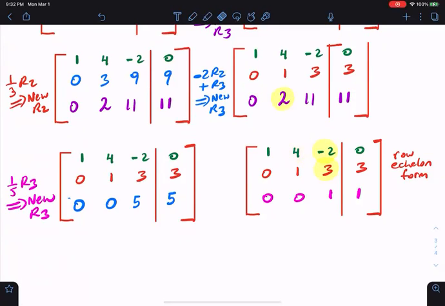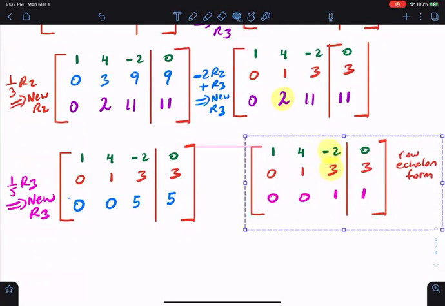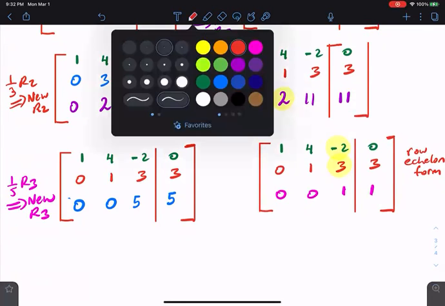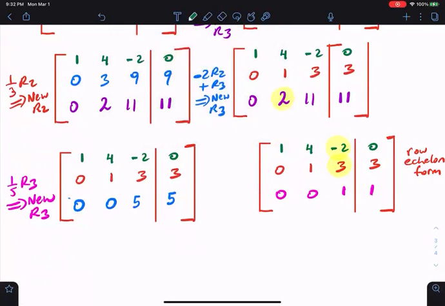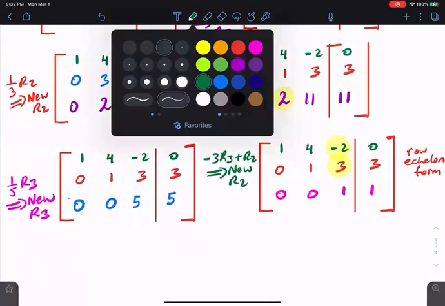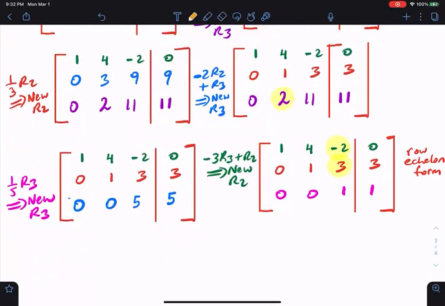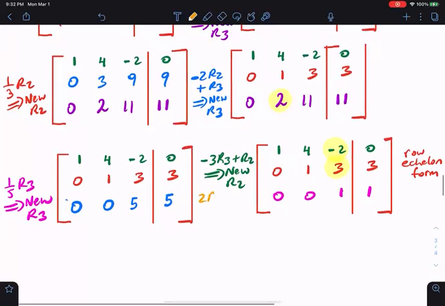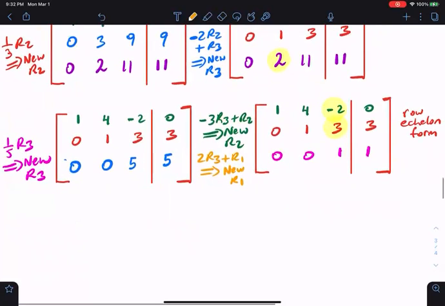So let's get rid of that. My first goal is to get rid of these 2 entries, so I'm going to do the multi-step. First, -3 row 3 plus row 2, that will give me new row 2. And then I will do -2 row 3 plus row 1, and that will give me new row 1. So that's what I'm trying to do. I hope you understand.